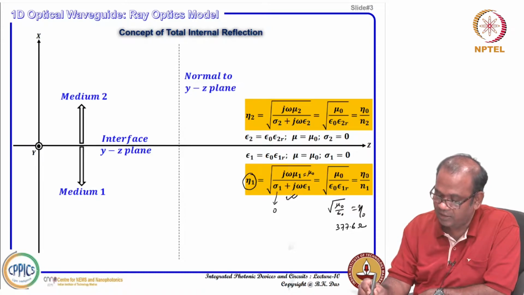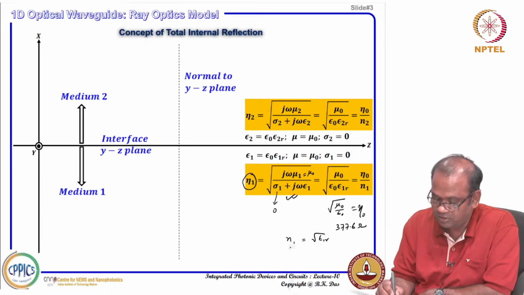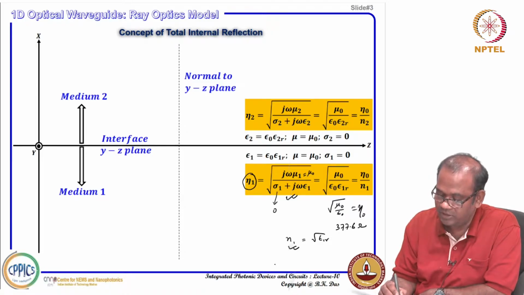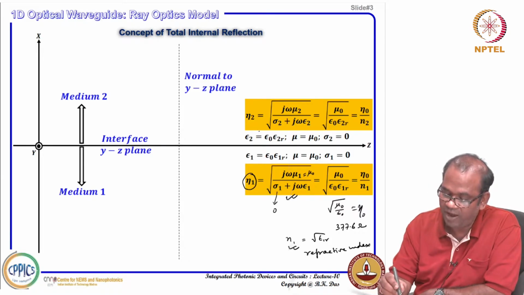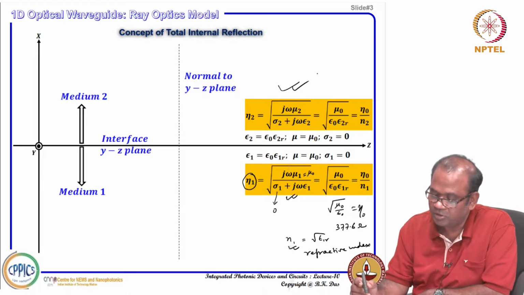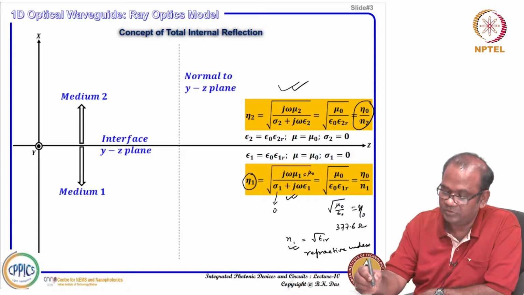So, we can write this as eta naught by n1, where n1 is nothing but the square root of epsilon 1r. So, as long as the dielectric constant is real, the square root will also be real, and we call it the refractive index of the material of medium 1. Similarly, medium 2 is also a dielectric medium. So, we can also find eta 2 is nothing but eta naught by n2. n2 is the refractive index of medium 2.